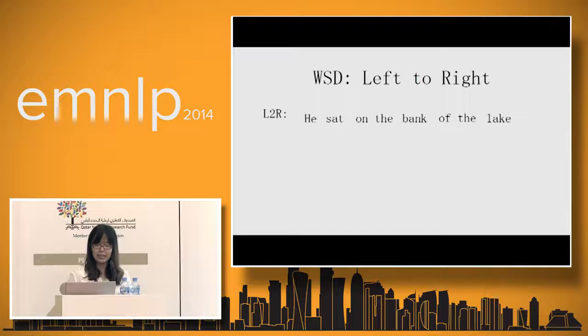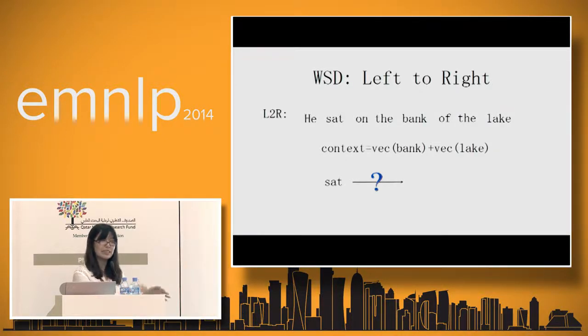They propose two word sense disambiguation methods because in one sentence, there could be more than one word with multiple senses, right? So in this sentence, there are three words, sat, bank, and lake. They all have multiple senses. So the left-right strategy just does disambiguation from left to right one by one. First, sat. We can calculate its context vector by averaging the word vectors of bank and lake. Now the context is all the words other than sat in this sentence, but only bank and lake are content words. So we get the context word vector.